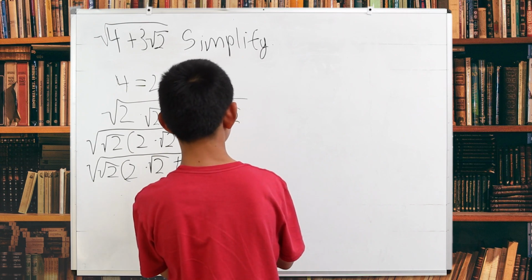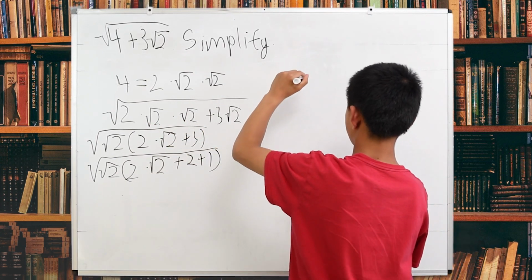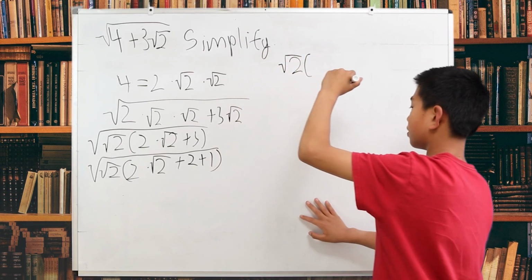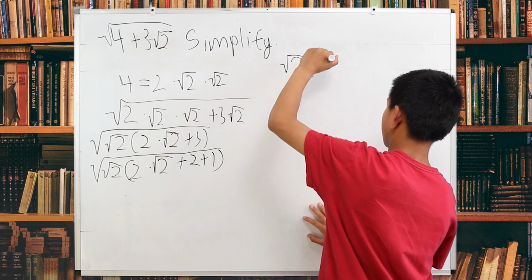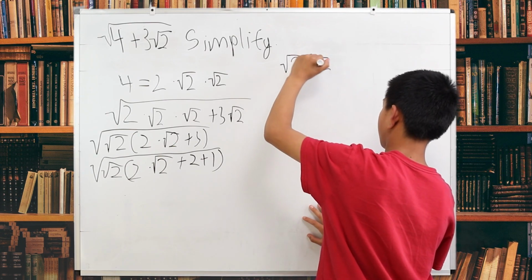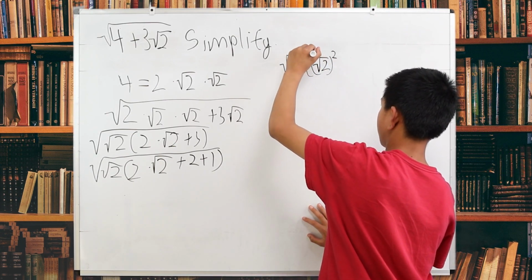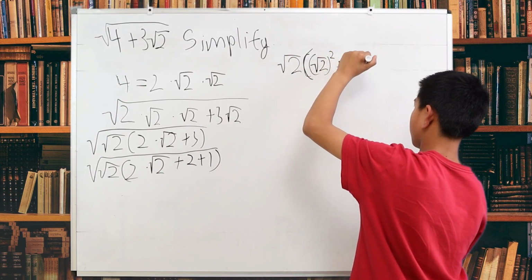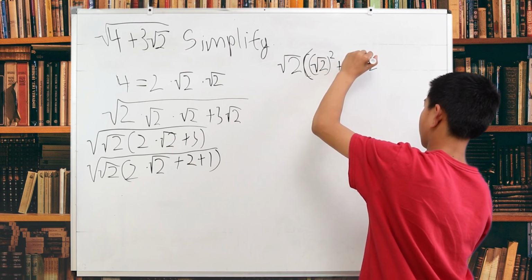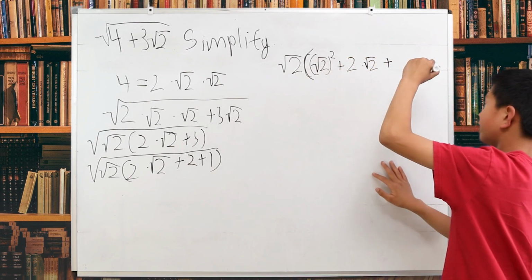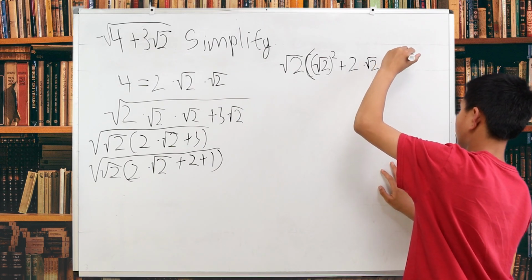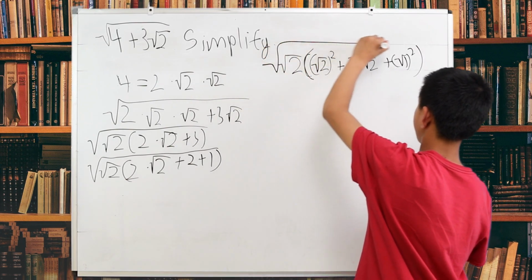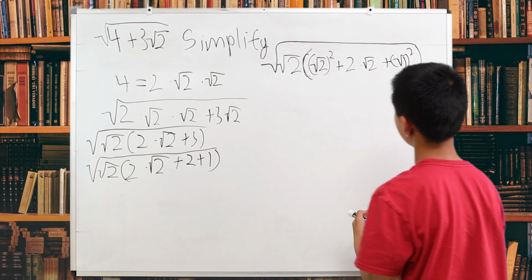Now we can rewrite this once again. This is going to be the square root of 2 times the square root of 2 squared plus 2 times the square root of 2 plus the square root of 1 squared. And this is all going to be under the one big square root from earlier.